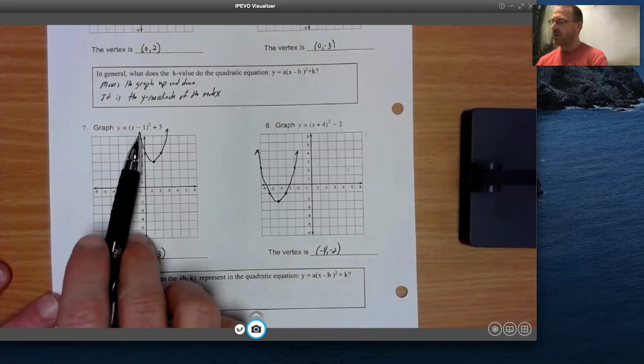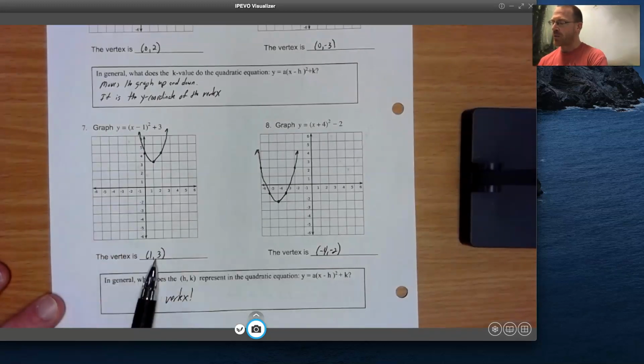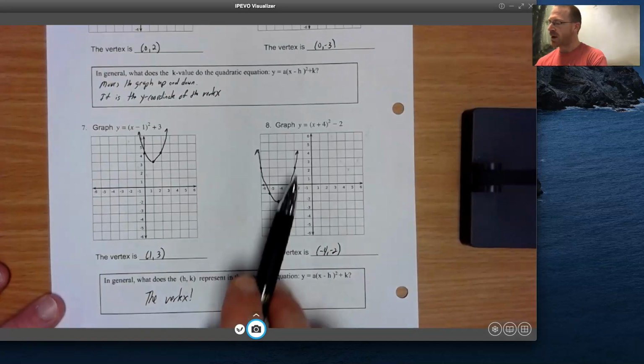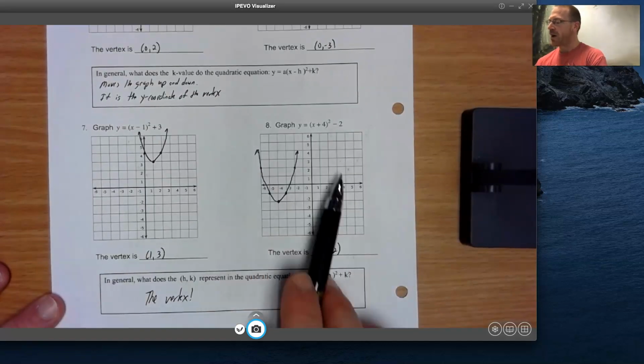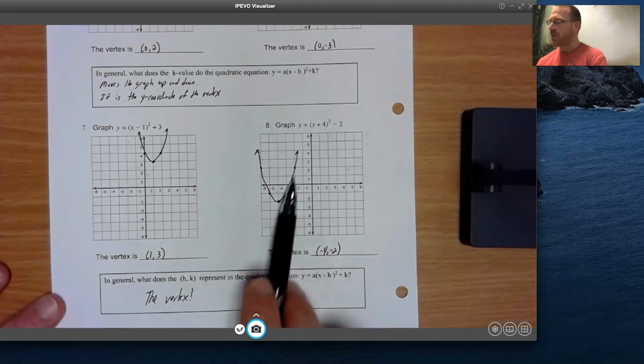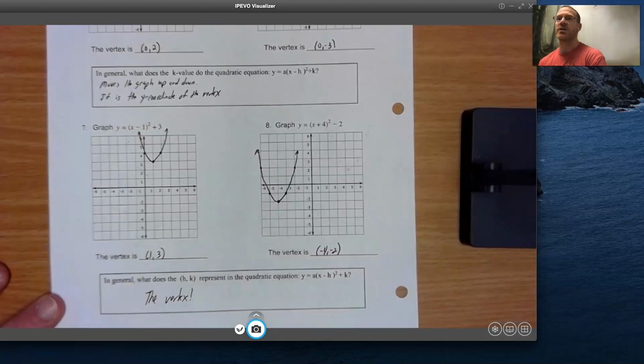All right, so we graph number 7. We have a vertex at 1, 3. Once again, we can see that 1, 3 in the equation. All right, number 8, we graph this. We have a vertex of negative 4, negative 2. We can see that in the equation. And once again, what does h, k represent? Just like in an absolute value function, it represents the vertex.